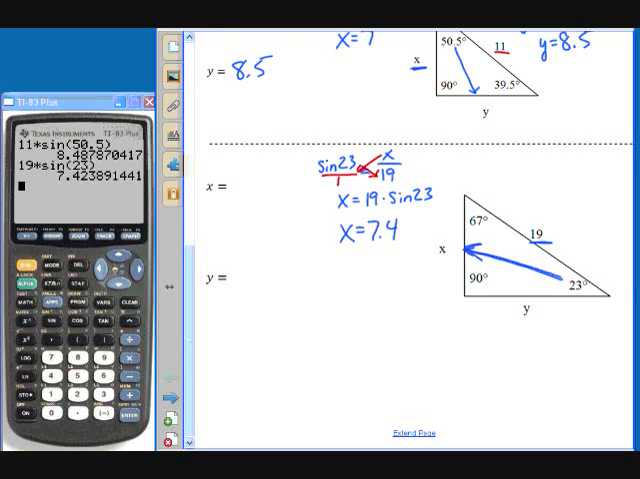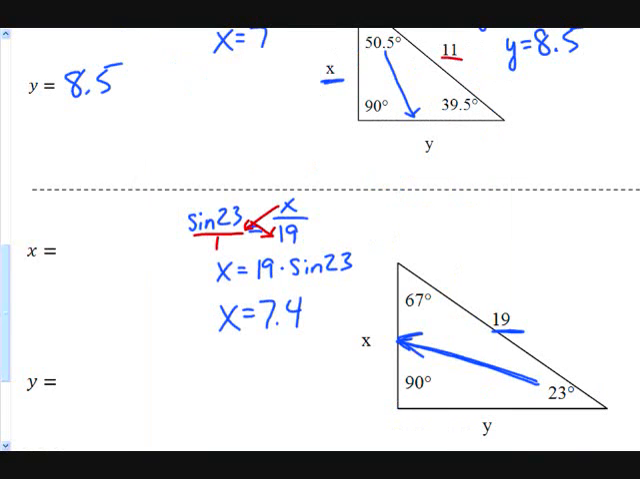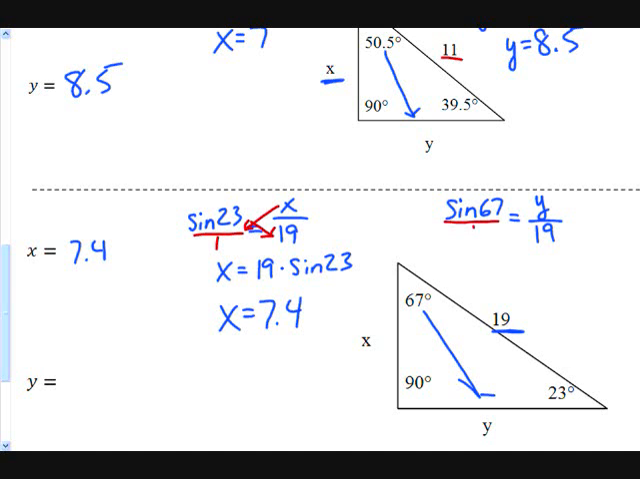Okay? So now taking a look at the next side, if I want to find y this time, I need to start with the angle that's opposite the y, which is the 67. See, those are on opposite sides of the triangle, so I'm going to do sine of 67 equals opposite, which we just said was the y, over hypotenuse, which is still the 19, and now I just have to cross multiply and solve for y.